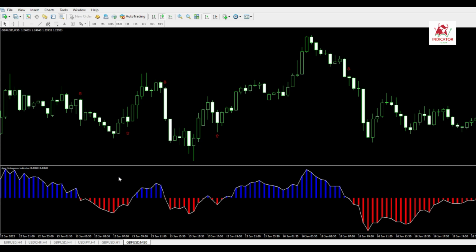X_PRD, parameter responsible for the indicator calculation period. The default value is 14. Average mode, type of moving average smoothing used in indicator calculations.